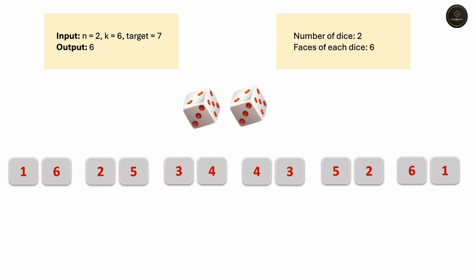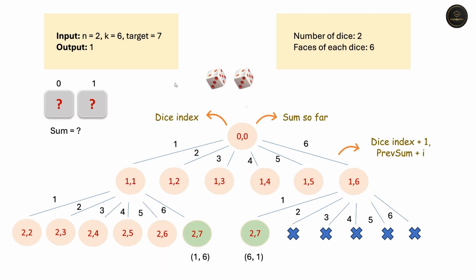Let's try to understand how to solve this problem. So we have two dice, right? Let us assign an index to each of these dice. Let's start with 0. So if we have two dice, the indices would be 0 and 1. We need to find out what is the sum for each of these configurations. Initially, when there are no dice at all, the initial sum would be 0.